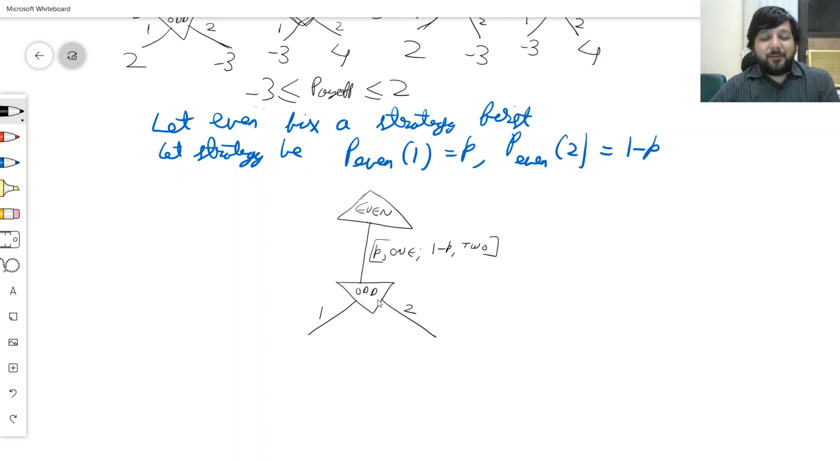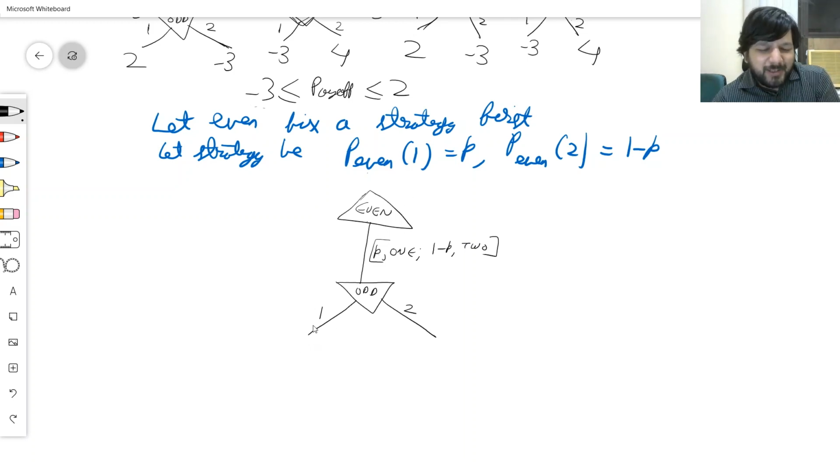P is already known for odd, and you get the minimum of this or this, with probability Q. One of them will turn out to be better, and the stochastic one will turn out to be a weighted addition. A weighted addition can never be better than the better of these two. So I take a pure strategy, given that even's strategy was known.